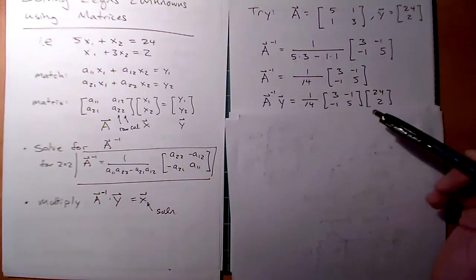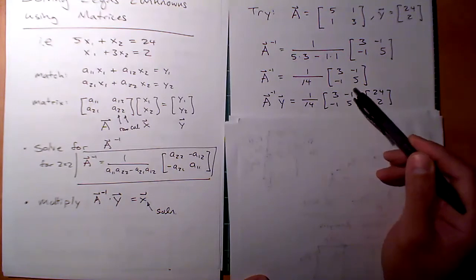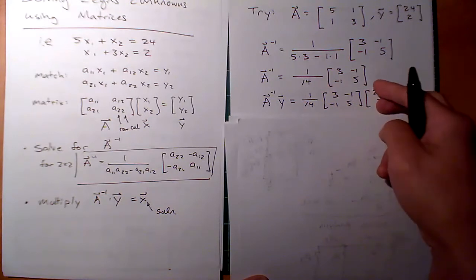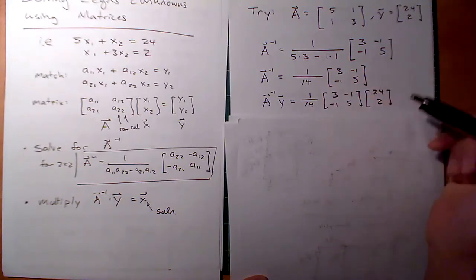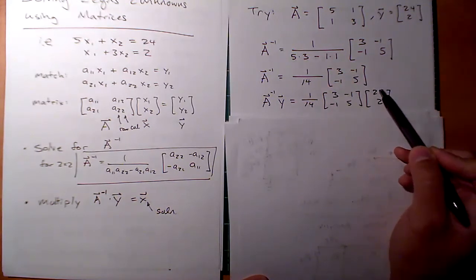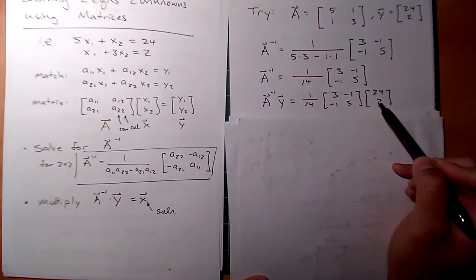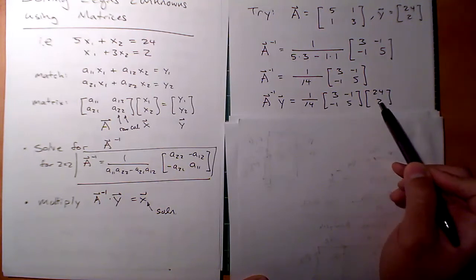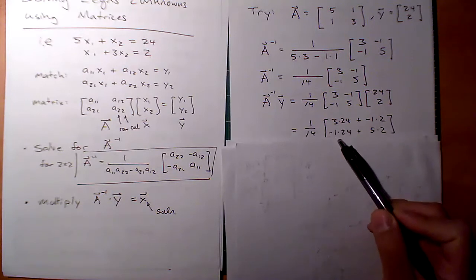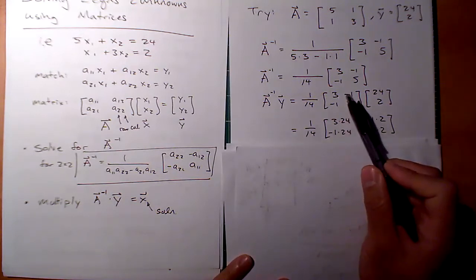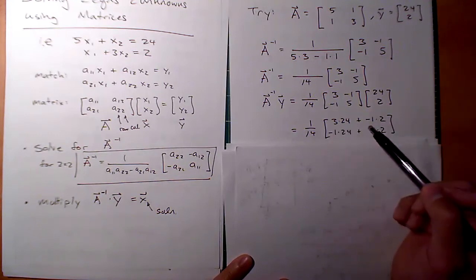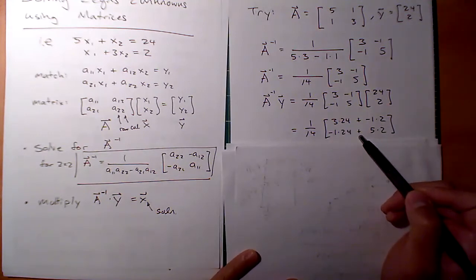And let's do that. So I have 1 over 14 times this. That's my A inverse times this. And it's the same way. When you matrix multiply, you do this, like my animation here. So I'm going to take 3 times 24 plus -1 times 2. That's the top value. And then I'm going to take -1 times 24 plus 5 times 2. Okay, and that's this one. 3 times 24 plus -1 times 2. -1 times 24 plus 5 times 2. No problem. This is just a simple matrix multiplication.